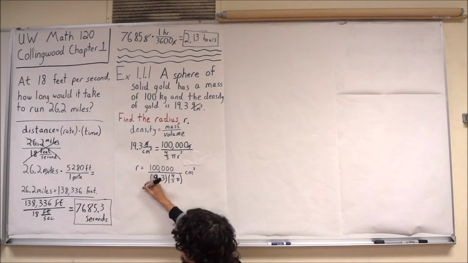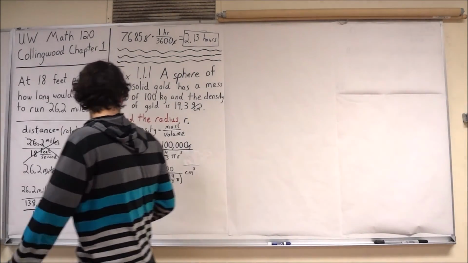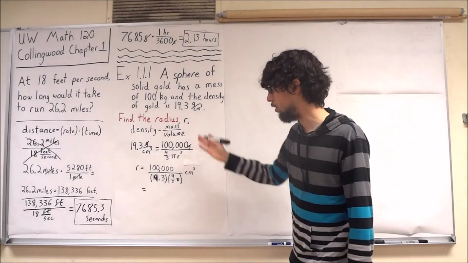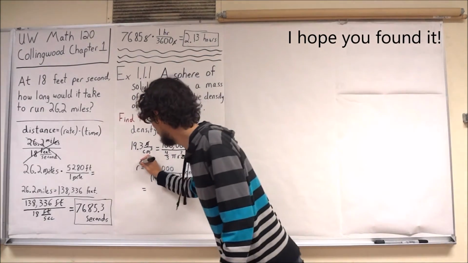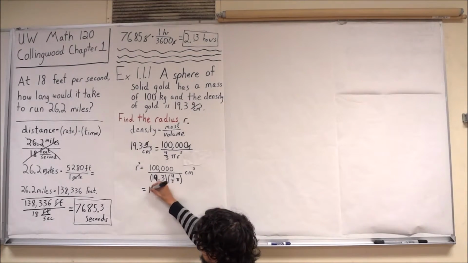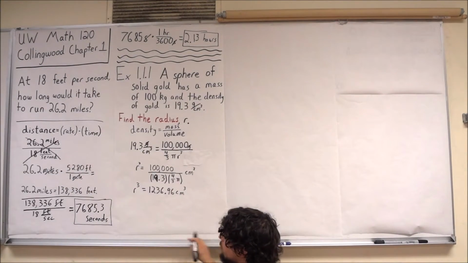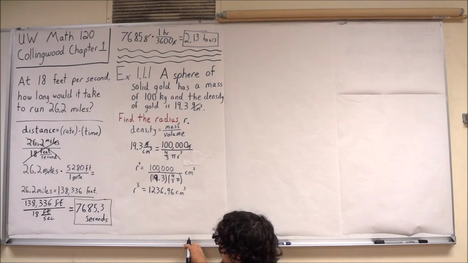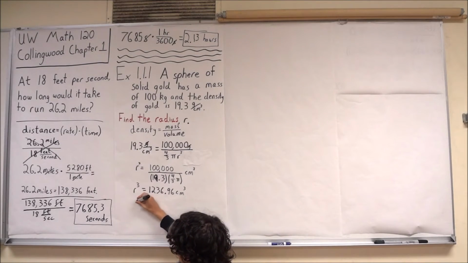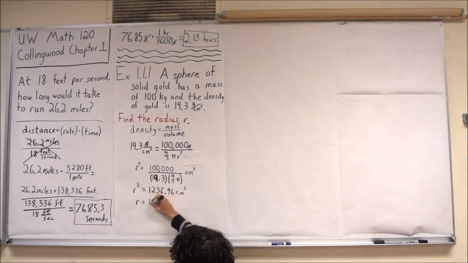So plugging this into a calculator, we find that r equals, or sorry, this should have all been in terms of r cubed. So we find that r cubed equals 1236.96 centimeters cubed. I can simply take the cube root of both sides to find r.